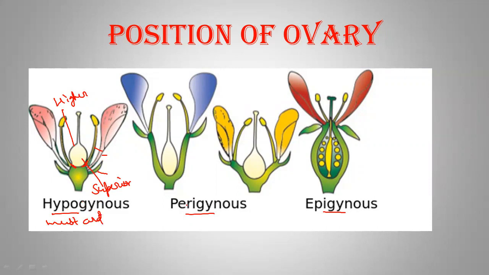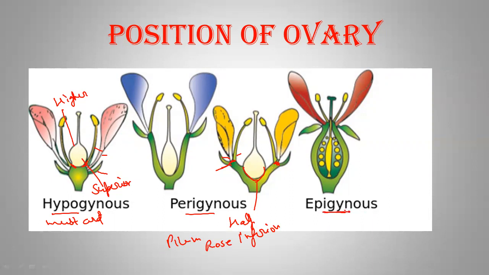In perigynous, the ovary is in the center and floral appendages grow at the rim of the thalamus. Sepal, petal, and androecium are growing at the rim of the thalamus. So this kind of ovary is known as half inferior. Examples are plum and rose.